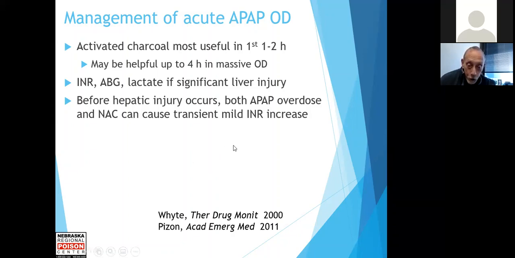One caveat I'll mention: if you check their INR, supratherapeutic acetaminophen will have a direct effect on the clotting factors. So even if they don't have liver injury, someone with acetaminophen in the 300 range, they're going to have an elevated INR just from the acetaminophen, even if their liver enzymes are completely normal.